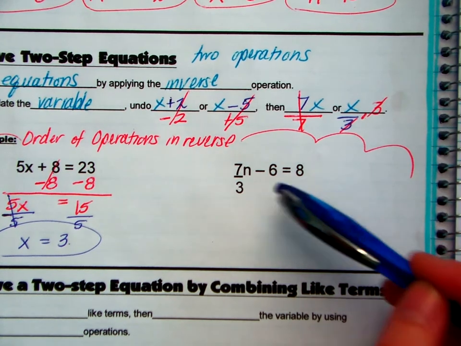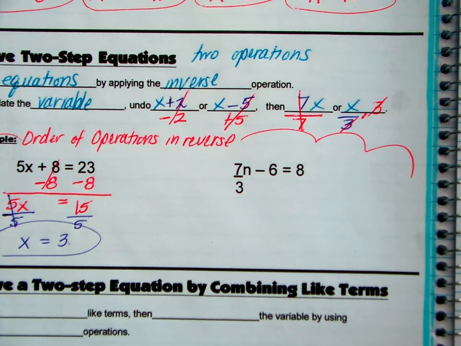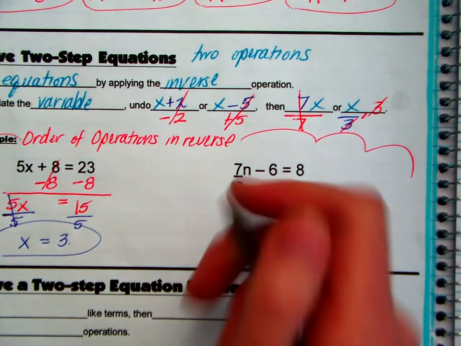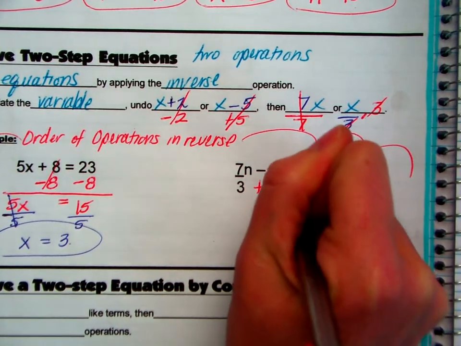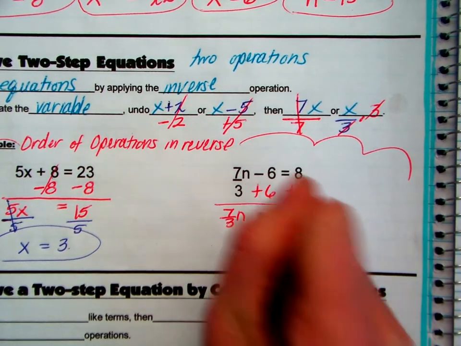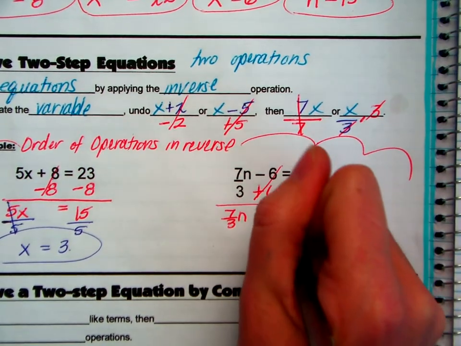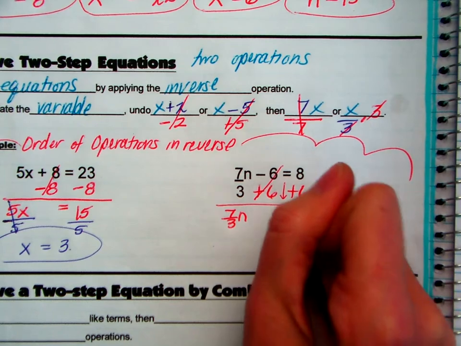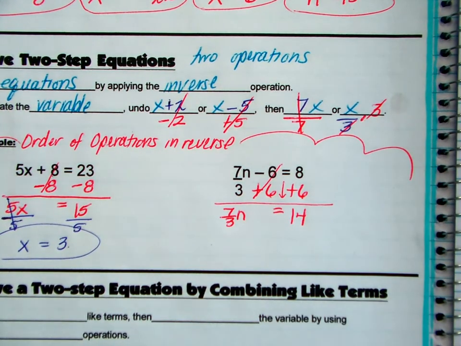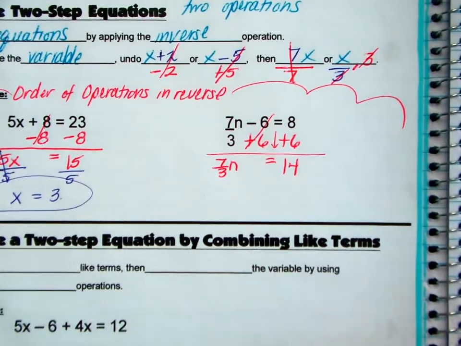The opposite of subtraction is addition. Remember, we're doing order of operations in reverse, so you're going to start with your addition and subtraction, then move to multiplication and division. So I'm going to add 6 to both sides. So 7/3 n, these cancel out, equal sign comes down, 8 plus 6 is 14. 7/3 n equals 14. N has not been isolated yet. It does not live alone.